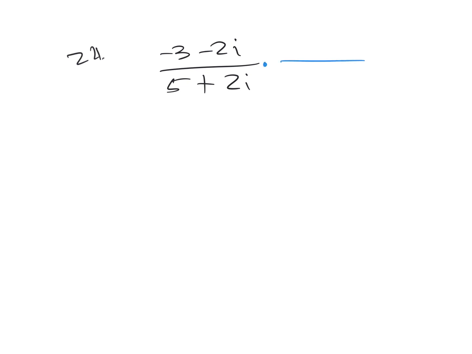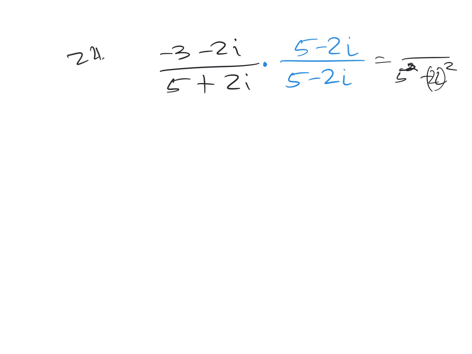Let's move on. This is number 24. Negative 3 minus 2i, all over 5 plus 2i. Begin. All right, what you should have started out is multiplying by the difference of squares formula. You can't have i in your denominator, and there's more than one term, so you've got to multiply by the difference of squares, which gives you 5 squared minus 2i squared on the bottom.